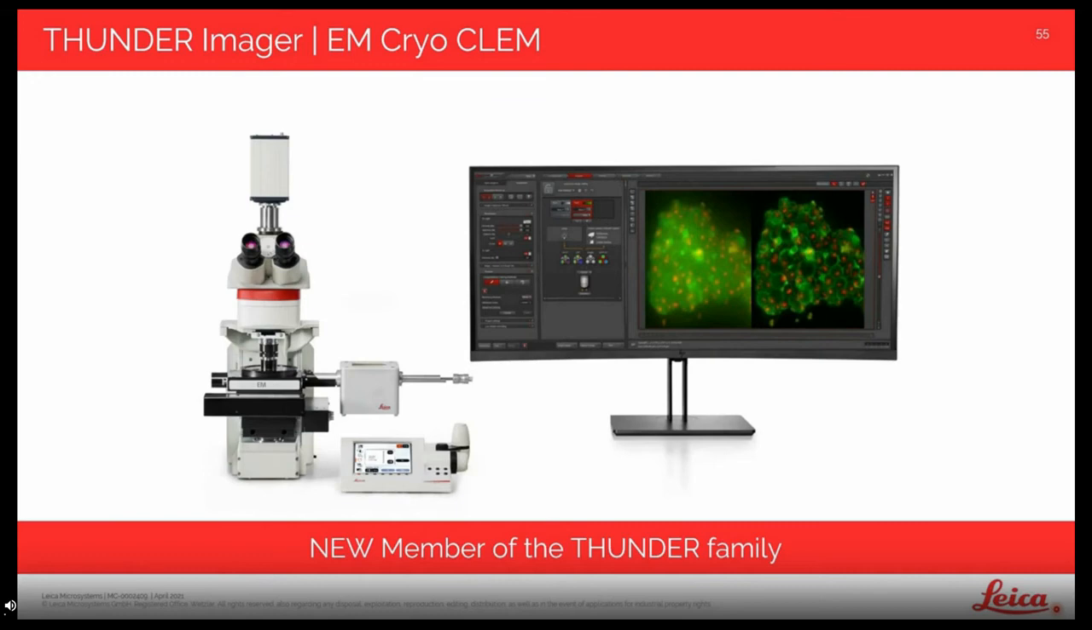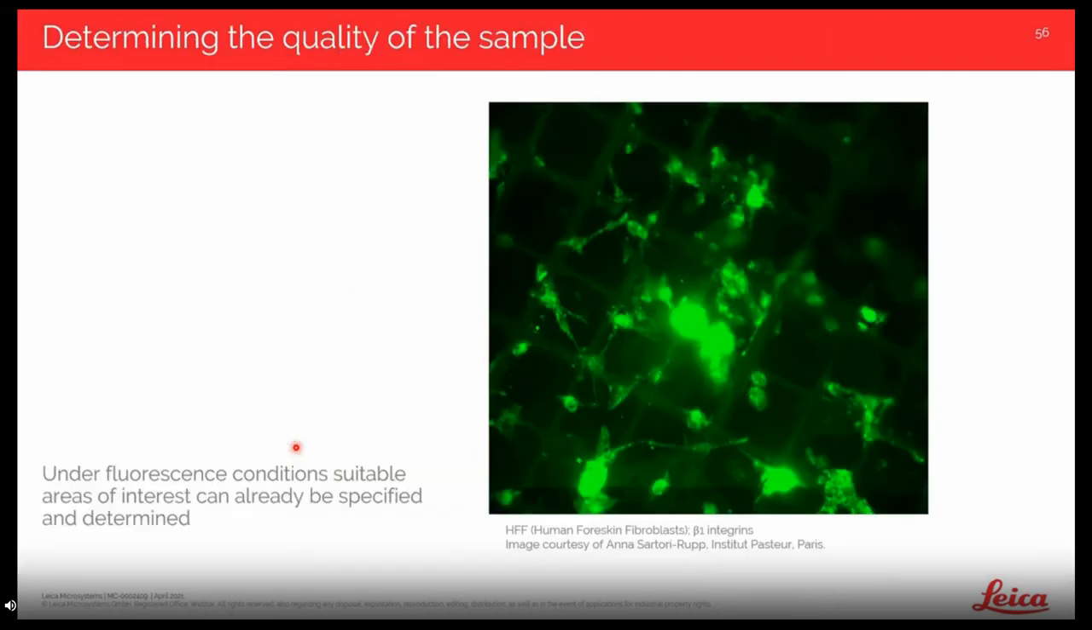With that, we'll finish on the last and newest member of the Thunder imaging family, the EM Cryo CLEM. So the EM Cryo CLEM is an upright-based microscope to allow you to image your samples at cryogenic temperatures and then do a coordinate transfer to your Cryo-EM or EM microscope to then do high-resolution imaging on those same areas.